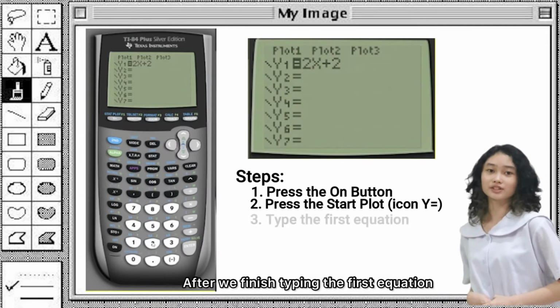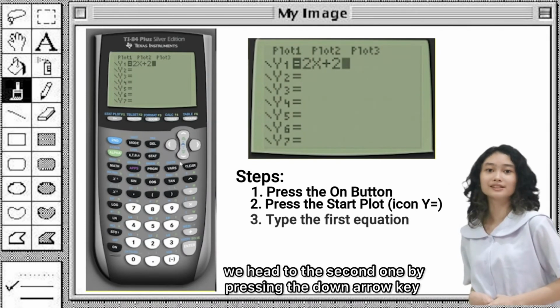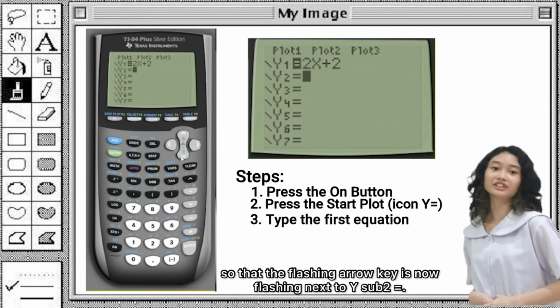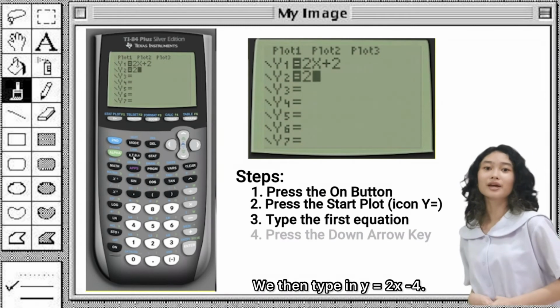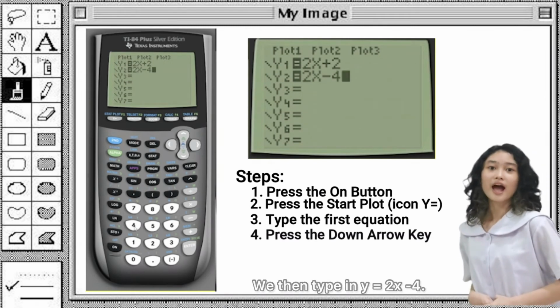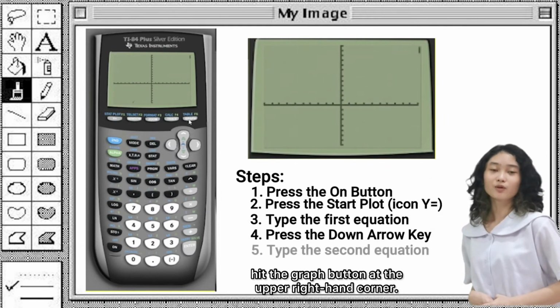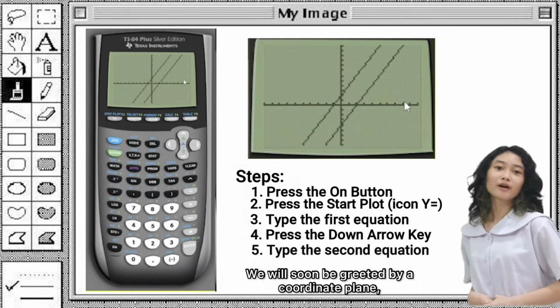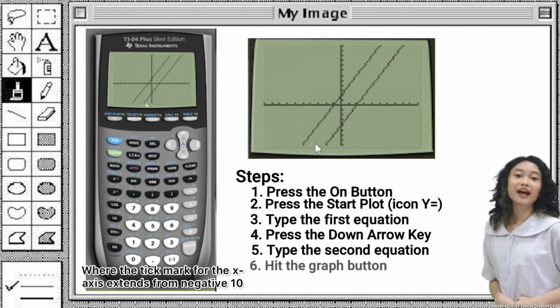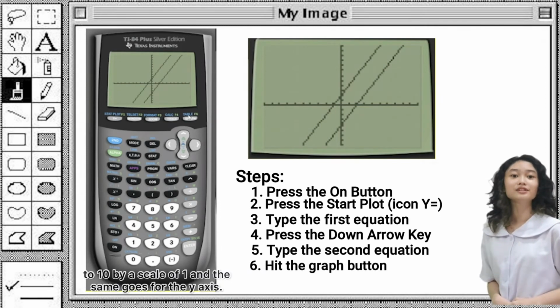After we finish typing the first equation, we head to the second one by pressing the down arrow key so that the flashing cursor is now next to Y sub 2 equals. We then type in y equals 2x minus 4. After we type in the two equations, hit the graph button at the upper right-hand corner. We will soon be greeted by a coordinate plane, where the tick marks for the x-axis extend from negative 10 to 10 by a scale of 1, and the same goes for the y-axis.